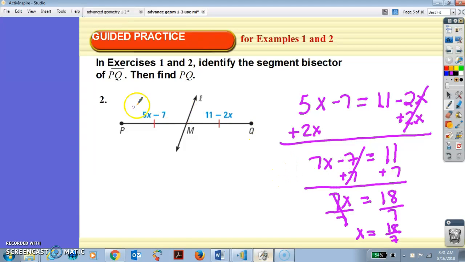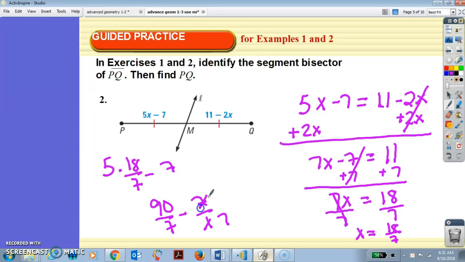So we need to plug back in to find this measurement. So 5 times 18 over 7 minus 7. All right, so 5 times 18, that'd be like 100 minus 10, 90. Yeah, 90 over 7 minus 7 over 1. Let's get a common denominator. And 90 minus 49 is 41, so 41 sevenths. So we have 41 sevenths here. This should also be 41 sevenths.